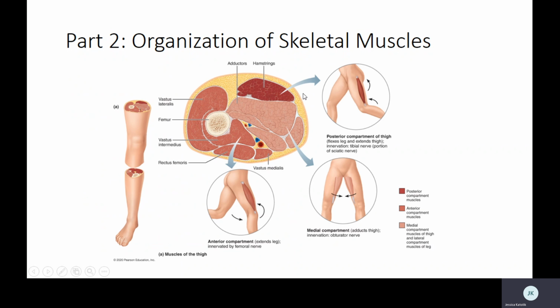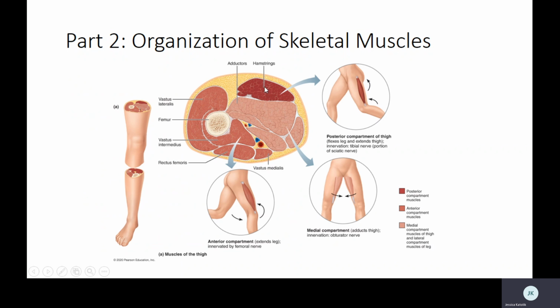Our posterior compartment contains the hamstrings, which are located on the back of our thigh, the posterior part of our thigh. They're responsible for flexing the knee, so it brings our leg back. And they also extend the thigh, so we can kick our leg backwards a bit. So those are the hamstrings.